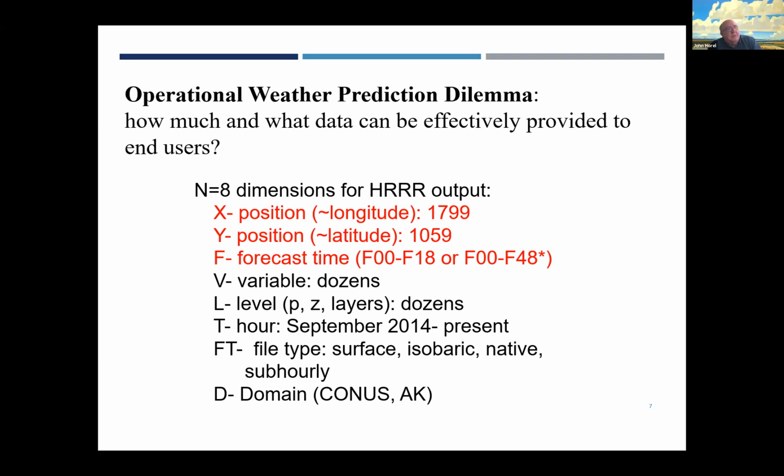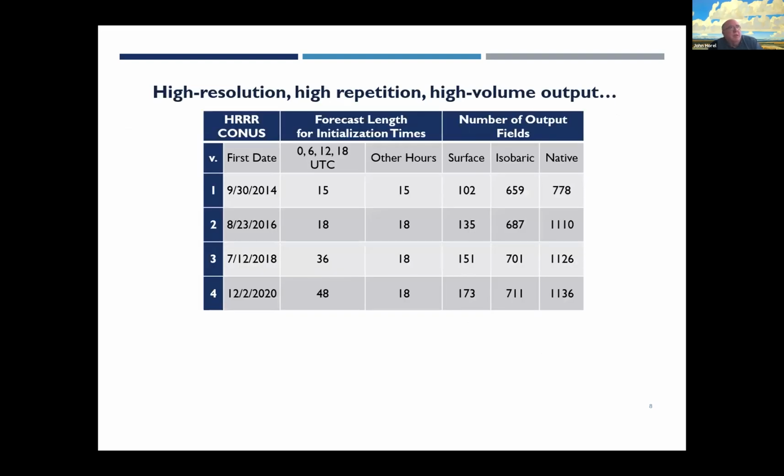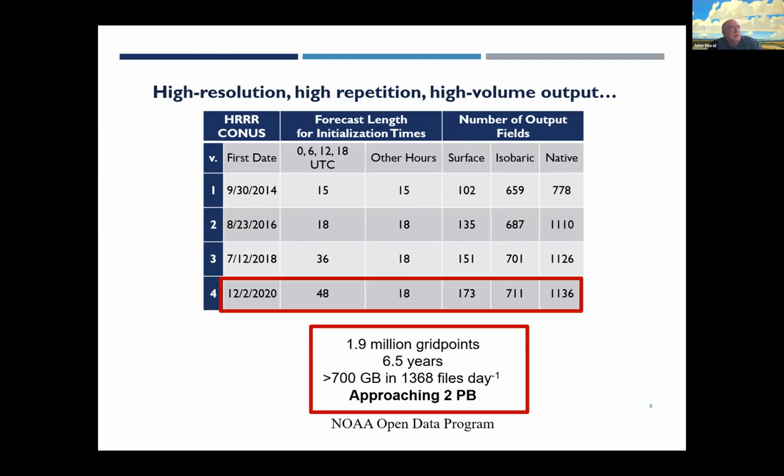And then the file type is again sort of the choices that were made by EMC, the Environmental Modeling Center, as well as NOAA ESRL, as far as how to present that information. And again, the contiguous US and Alaska. And so, as with any operational model, it's evolved over time, and so the number of variables and number of ways that the information is presented has changed, so that the most recent versions, which just started up in December, again, roughly 2 million grid points, is generating about 700 gigabytes in order 1,500 files per day, and that's approaching about 2 petabytes of data that's been accumulated.